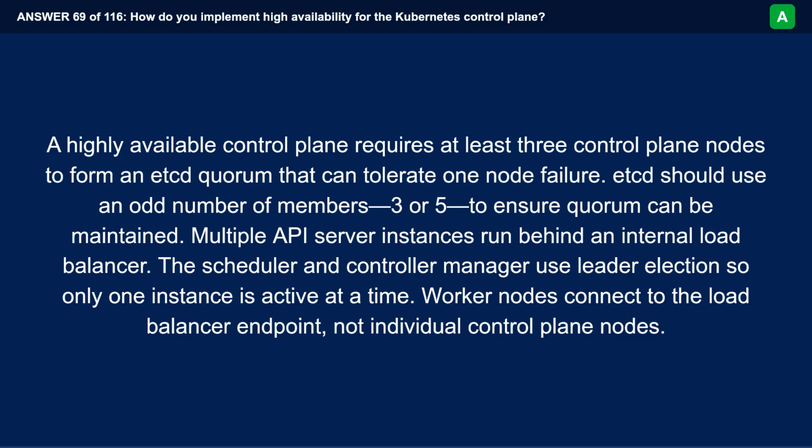Multiple API server instances run behind an internal load balancer. The scheduler and controller manager use leader election, so only one instance is active at a time. Worker nodes connect to the load balancer endpoint, not individual control plane nodes.